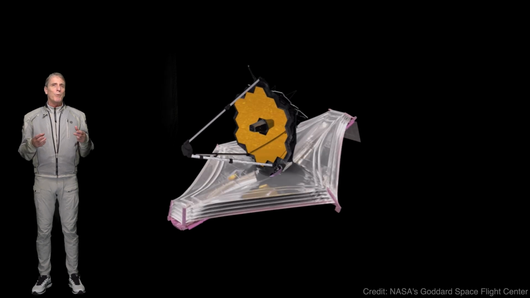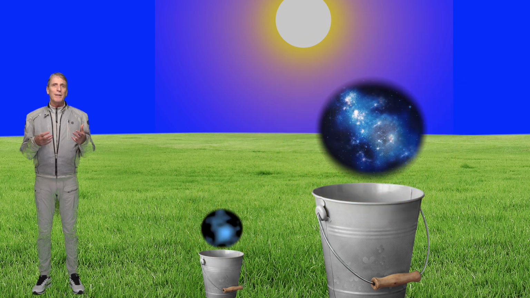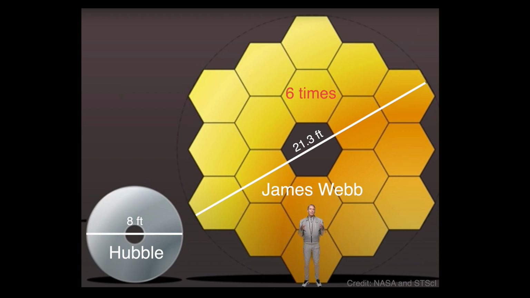The James Webb improves on the Hubble in two important ways. First is the size of its mirror. Think of a telescope mirror like a light bucket. The greater quantity of light it can collect, the farther away it can see, and with greater detail. The James Webb has 18 hexagonal mirrors that have a combined diameter of 21.3 feet. It will have 6 times the light collection capability of Hubble.